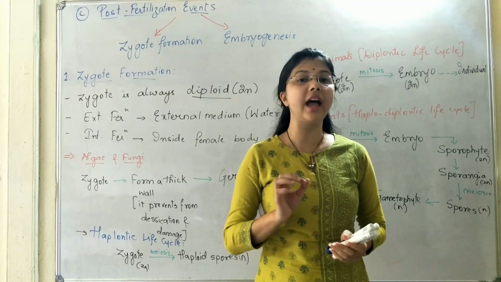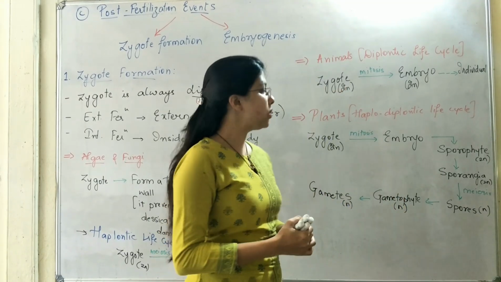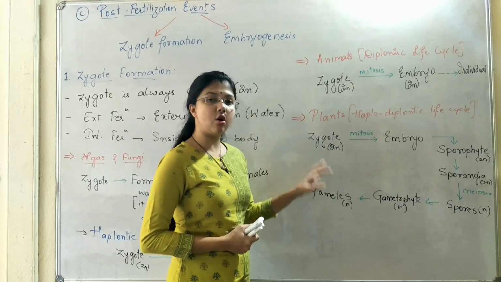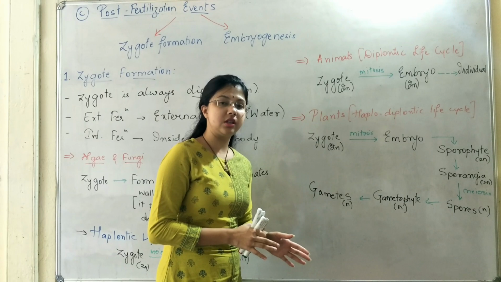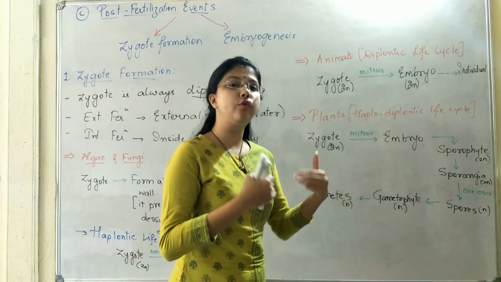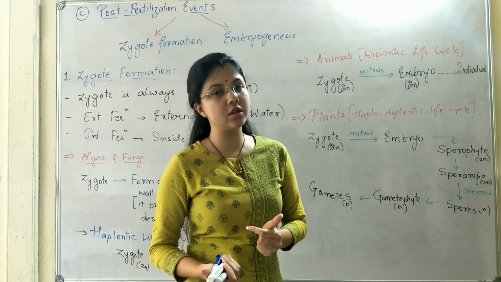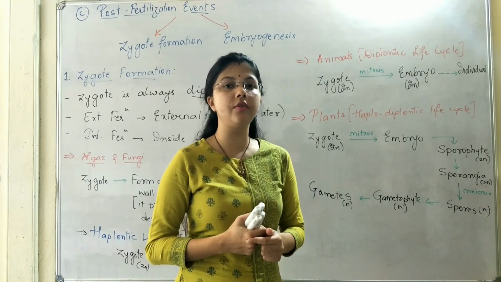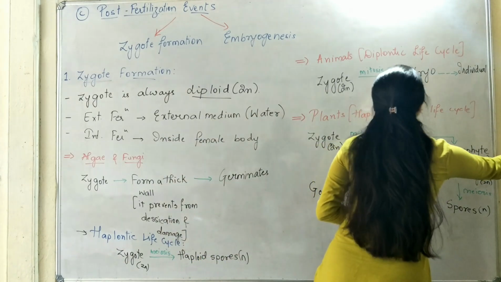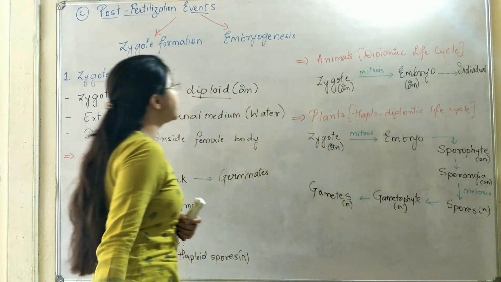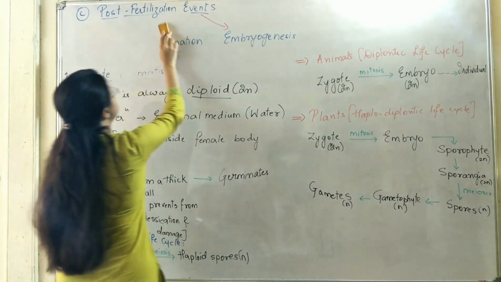What is the link that ensures that the species is continued? Okay, so you can see that if zygote formation does not take place, there will be no continuation of species. Though gamete formation is taking place, those gametes should fuse to form the zygote. So if zygote formation does not occur, there will be no continuity of species. So let us move on now to the next stage of the post-fertilization event, that is embryogenesis.